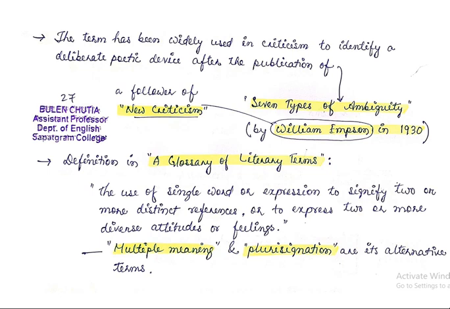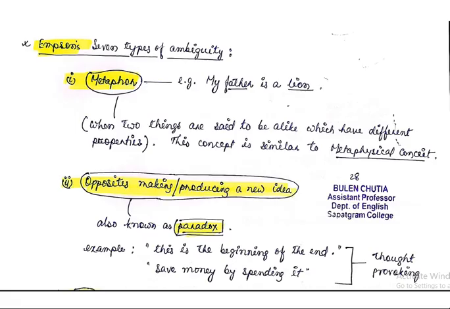So, coming to the seven types of ambiguity. What are the seven types of ambiguity by William Empson? Number one is metaphor. Try to remember all these things one by one. Metaphor is a kind of comparison when two things are said to be alike or similar which have different properties. Okay, this concept is similar to metaphysical conceit. We will discuss metaphysical conceit in our later classes. Okay, today I will not talk about what metaphysical conceit is.